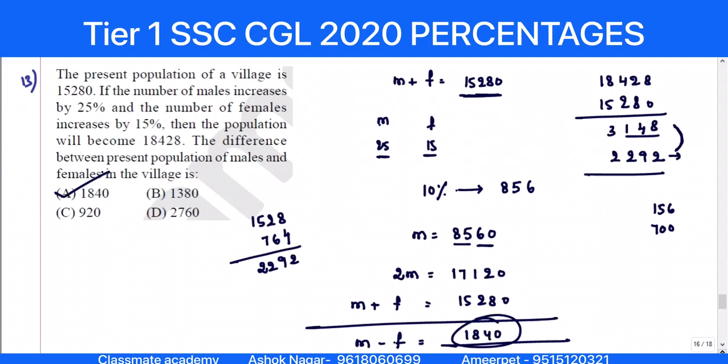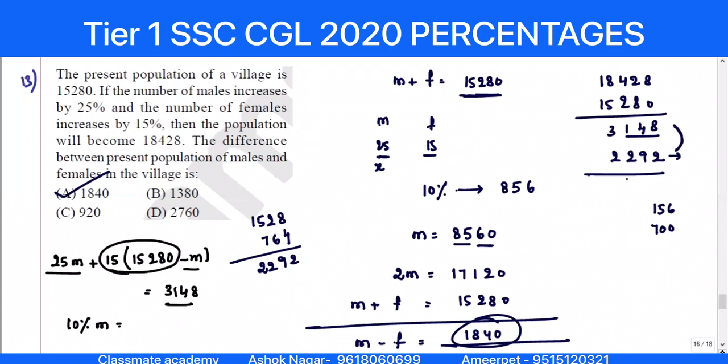Okay. So whenever a grouping is like this given, what I'm doing indirectly is I'm assuming the male population as X, or M. So 25% of M, what does the female population become? 15% of 15,280 minus M is equal to how much you're getting? How much is it increasing? 3148 it is increasing. Now tell me, 25% minus 15% becomes what? 10% of male is equal to 3148 minus 15% of this. How much you got? 856. That's what I'm saying.